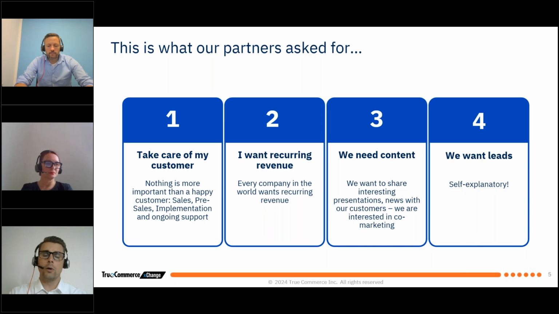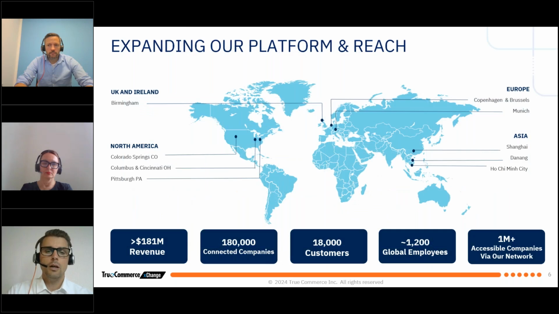These were 4 priorities. There were others, but we've basically made sure that we've integrated all of these into our partner program. TrueCommerce is not a startup company, but we still have the agility and the flexibility of a growing company. And so we're all over the world.